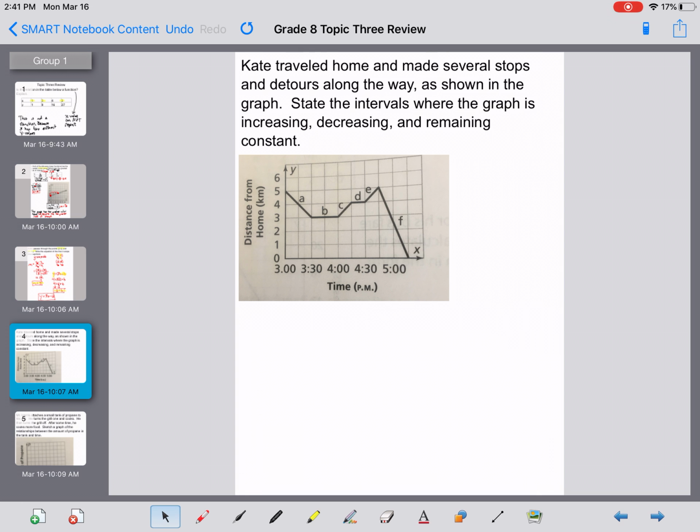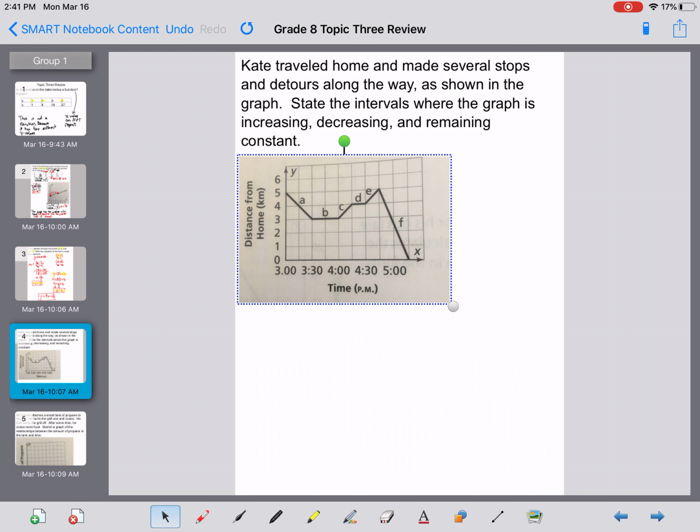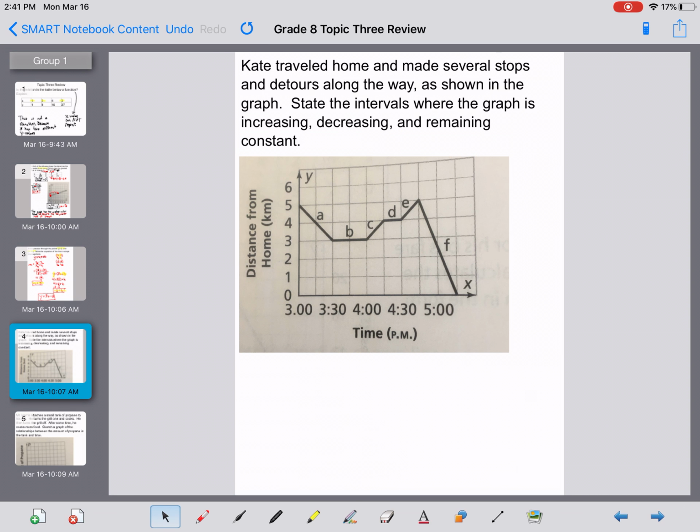Kate traveled home and made several stops and detours along the way, as shown in the graph. State the intervals where the graph is increasing, decreasing, and remaining constant. Take a second to copy down the question and a quick sketch of the graph, and be sure to label these intervals A, B, C, D, E, and F.